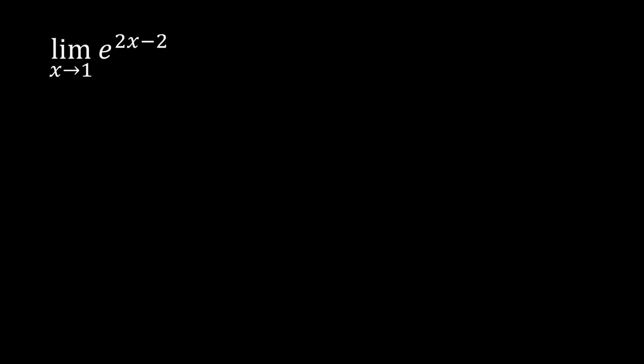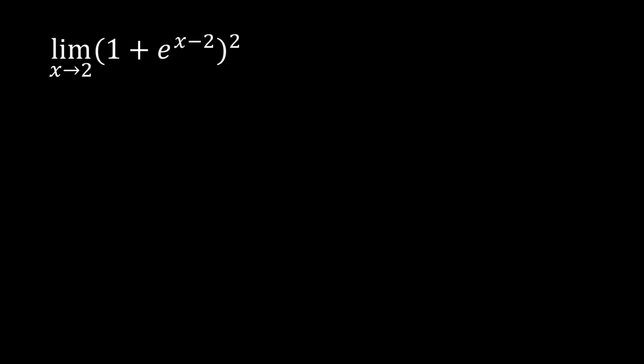Next, we have the limit of e to the power of 2x minus 2 as x approaches 1. So again, we just simply plug in: e to the power of 2 times 1 minus 2. This is equal to e to the power of 2 minus 2, which is equal to e to the power of 0. This is equal to 1.